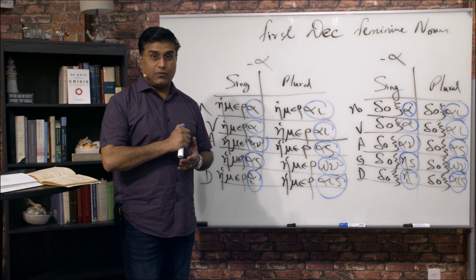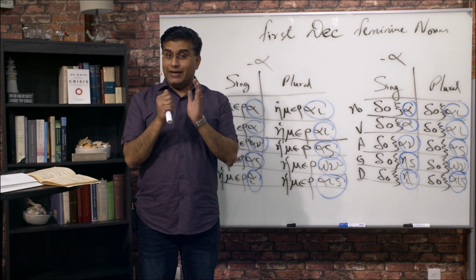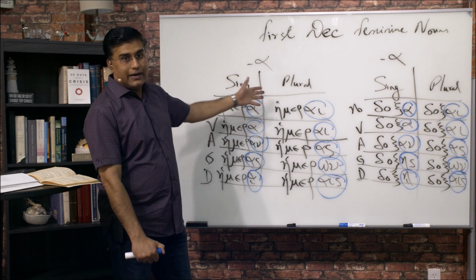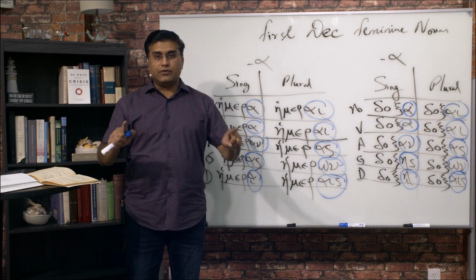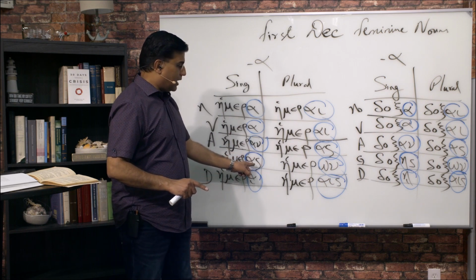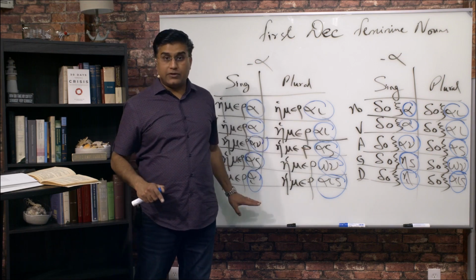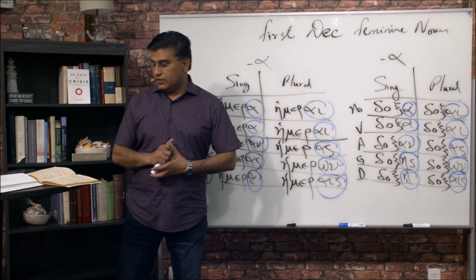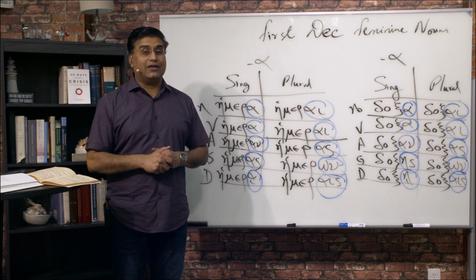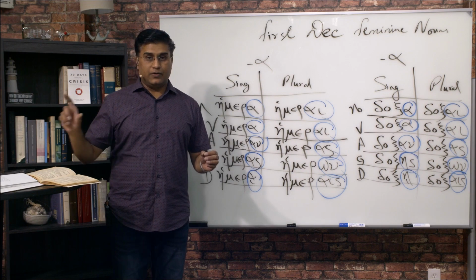So again, this lesson was about first declension feminine nouns. We looked at those with the a ending and then the a ending, but in the a ending we have two different kinds. One where the genitive singular has as versus es, a with the iota subscript versus a with the iota subscript. That concludes our lesson on the first declension feminine nouns with a and a with those two endings.